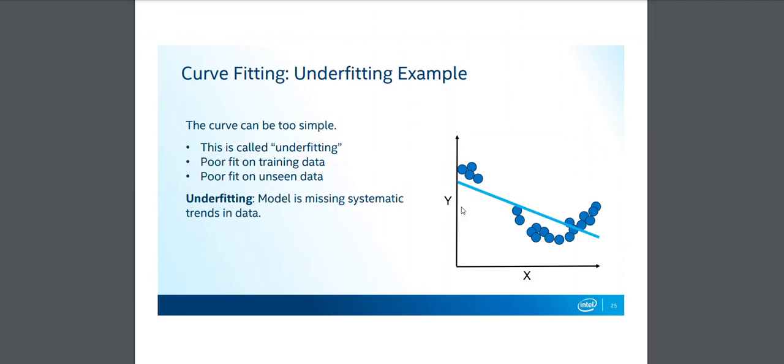The curve can be way simple, and we'll call it underfitting. It's a poor fit on the training data, poor fit on the unseen data, and we don't see this getting better as we go along. And as you learn, you would traditionally see your failure go down. So here's our iterations, and we're failing less and less.